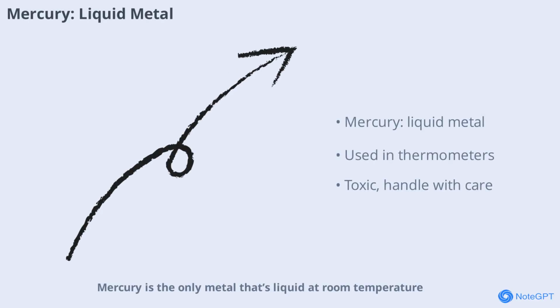Mercury is the only metal that's liquid at room temperature. It's used in thermometers, switches, and some industrial processes. Mercury is toxic, so its use is carefully controlled. Its unique properties make it fascinating but dangerous.